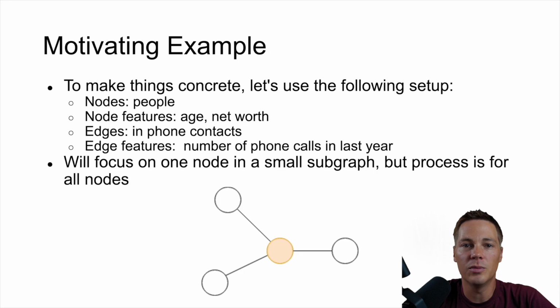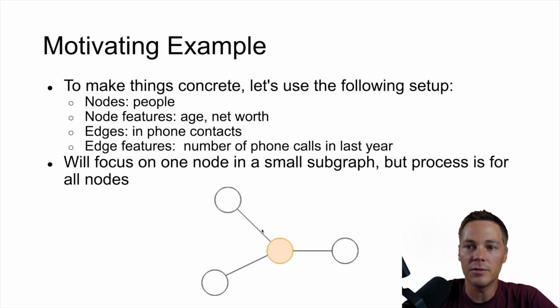So I'd like to give a motivating example that we can refer to continuously throughout this lecture so that some of these abstract concepts can be made more concrete. So in this graph, nodes represent people, and the features that we have for these nodes are just age and net worth, so a two-dimensional vector. And then the edges in this case represent whether one person is in the other person's phone contacts. And to be simple, I'm not going to have directed edges; if either one is in the other person's contacts, they share an edge.